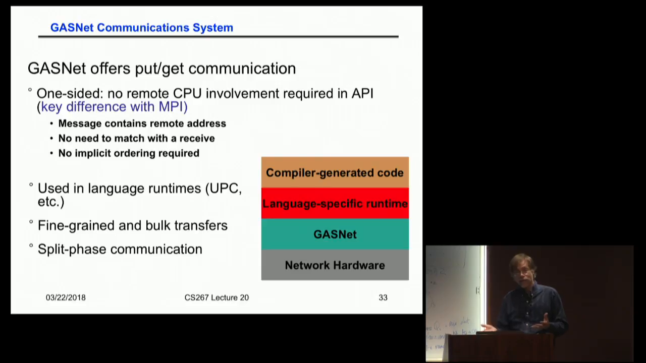And GASNet, which underlies UPC, is one of those systems which provides you a generic interface that does all of this overlapping. So when the processor wants to send a message to the other one, it has the remote address in it. There's no need to match it with a receive. There's guaranteed no handshaking, and there's as much overlap as possible between communication and computation, and that's the UPC model. So this is a good language in which to try to implement these overlapping things.